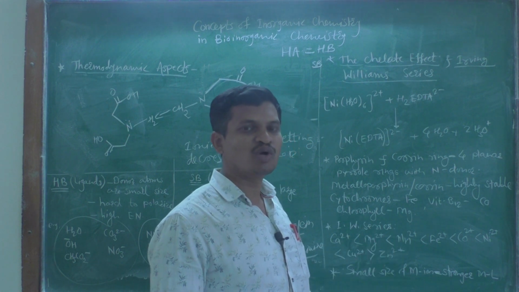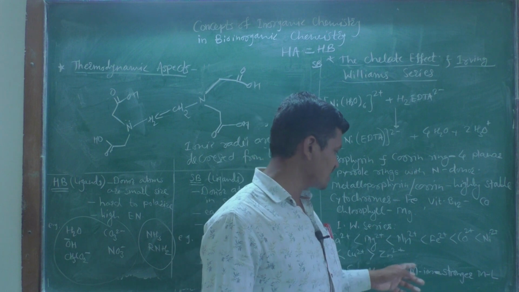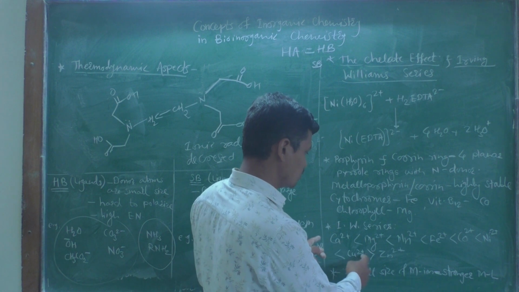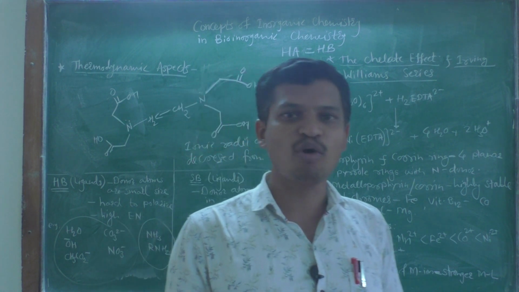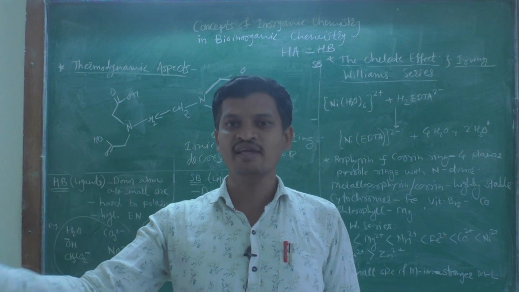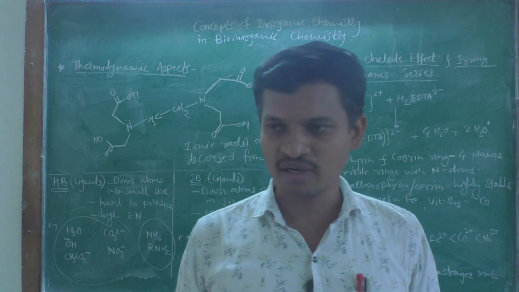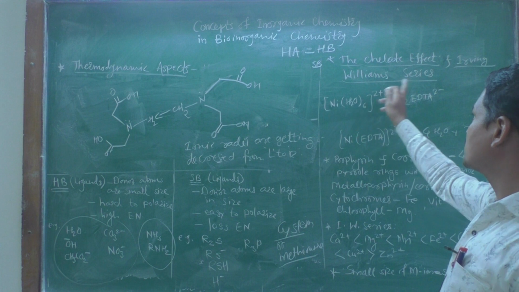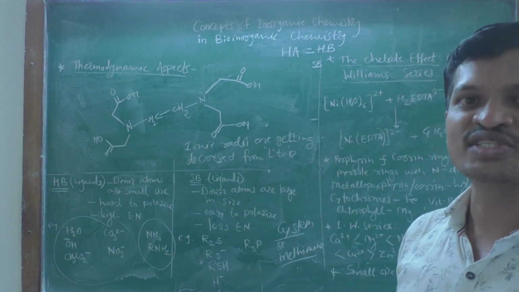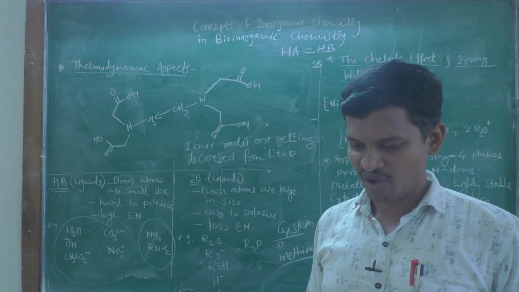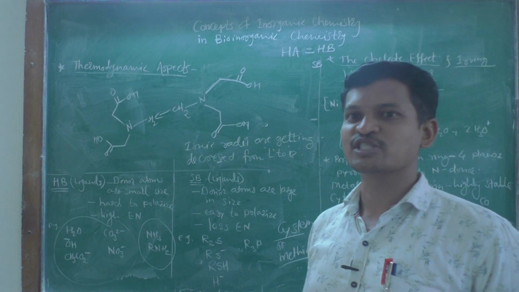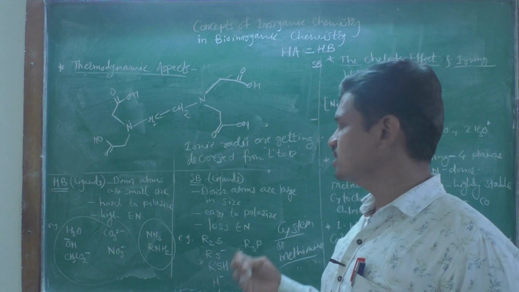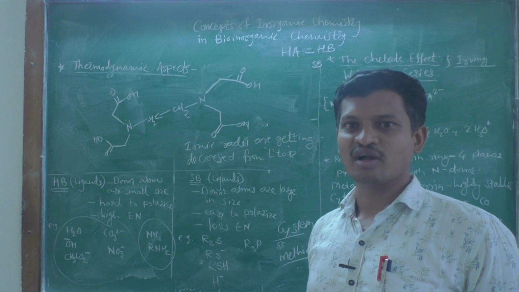And what is the analogy of this Irving Williams series? The smaller the size of the metal cation, as we move from calcium 2+ to copper 2+, the stronger is the bond between the central metal cation and the ligand, so the metal-ligand bond is getting stronger. So this is all about the chelate effect and the Irving Williams series. In today's lecture, we have learned about some thermodynamic aspects related to the HSAB concept, the HSAB principle, and the chelate effect of bioinorganic chemistry.